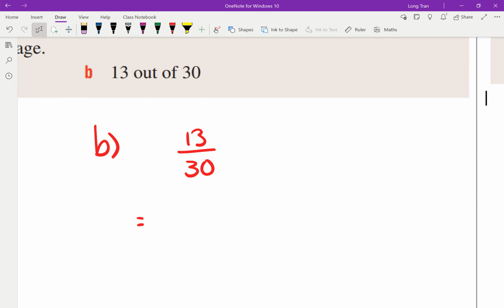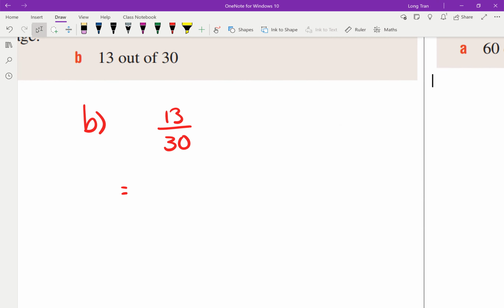All right, here we go. Next one, 13 out of 30. Same drill. We are trying to convert this into a percentage. Very good. Write this down. 13 out of 30. Multiply by 100. That's how you convert it to a percentage. And then from here, it's up to you how good your fractions are. So that's the only step that you need to change it to a percentage.